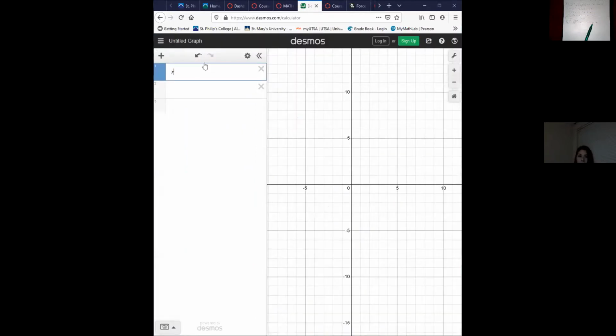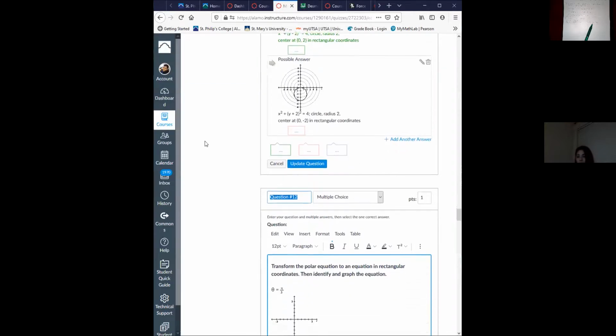Let's see if this thing can do it. The r equals 4, 2, 1, whatever, right? Because theta is not given, so theta will be all angles, so it'll just go all the way around at a fixed radius, meaning it creates a circle. Okay.